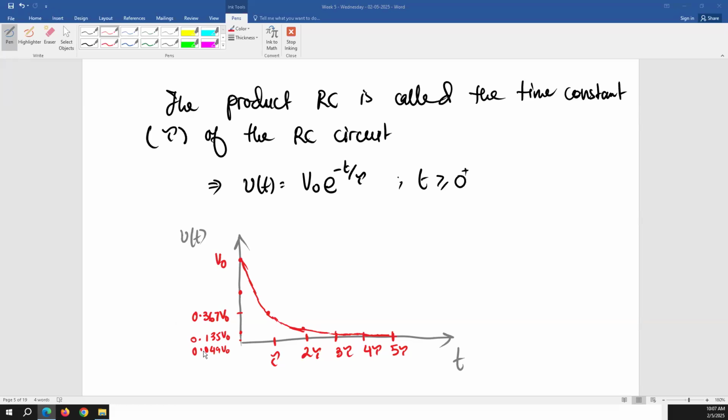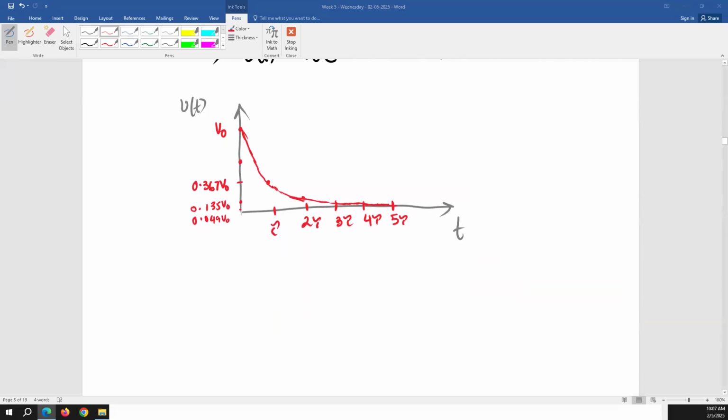Oh, it's the 3 time constant that is 0.049. So 4 is going to be even smaller, and 5 is going to be even smaller. Whatever the value is doesn't really matter. Generally, around 4 or 5 time constants, we say the steady state has been achieved. So all the energy is dissipated from the capacitor, and now there's nothing left in the capacitor.